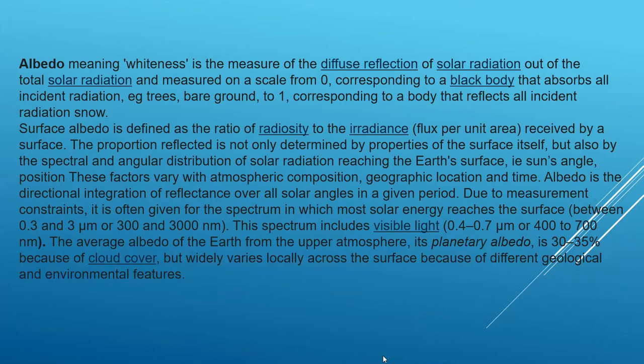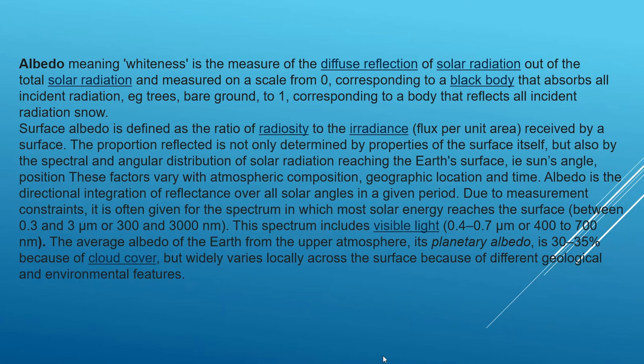The proportion reflected is not only determined by properties of the surface itself, but also by the spectral and angular distribution of solar radiation reaching the Earth's surface. In other words, the angle of the sun. The lower the sun is in the sky, the more reflectance back into space there will be. As the sun angle increases, more absorption can be expected. Again, it depends on the surface. These factors vary with atmospheric composition, geographic location, and time, basically time of year. Albedo is the directional integration of reflectance over all solar angles in a given period.